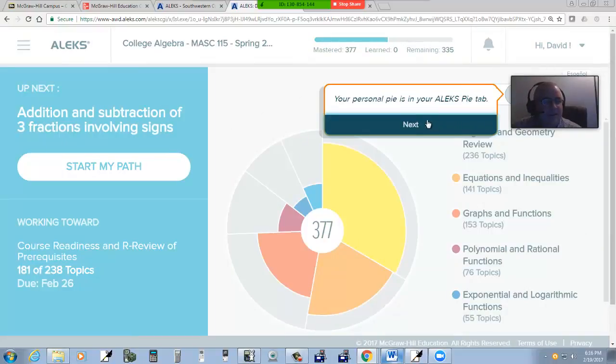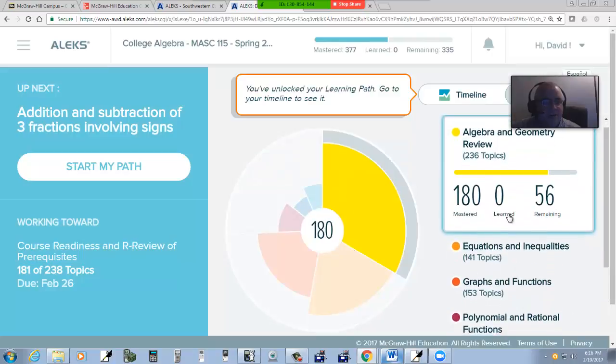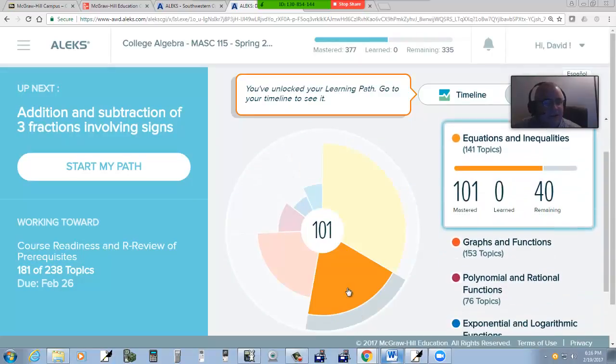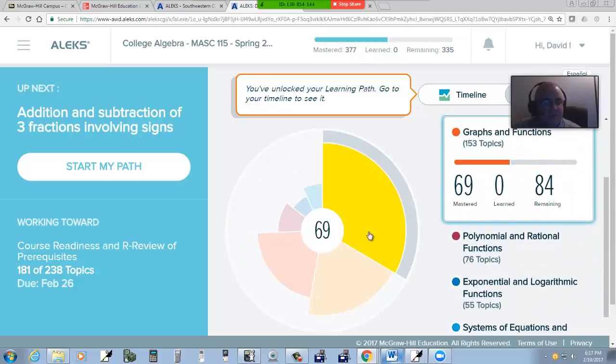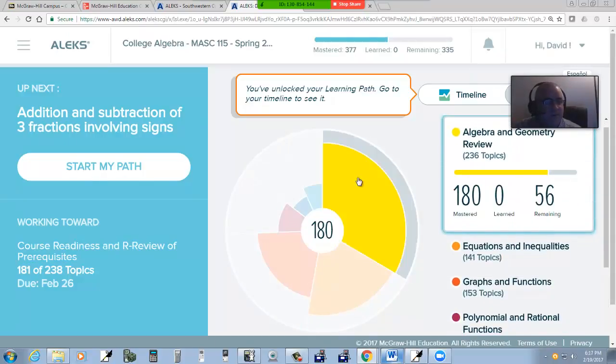Okay, now this next, personal pie, select a slice to get more information. You click here, it tells you. Click here, it tells you. These are the different units, different sections. This is our first one, and you can see there's quite a few topics here. It gets less as the time goes on.